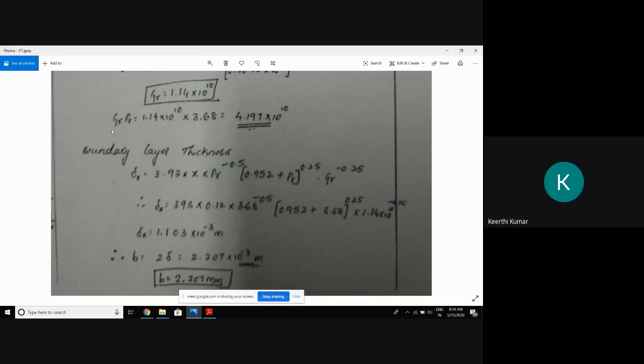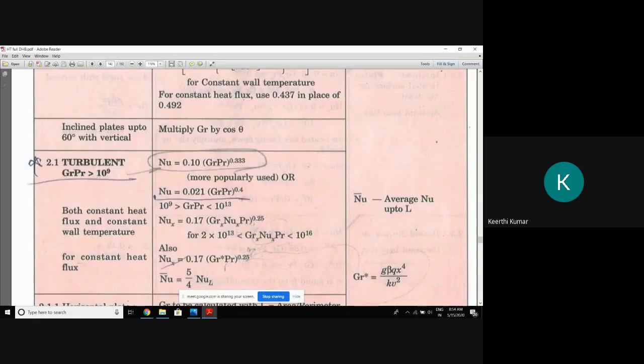Okay. Generally, after this, what we used to do? We used to write a note, and after the note, we used to take up the Nusselt number, based on the Prandtl number, based on this value. If it is turbulent flow, I used to take this as a Nusselt number, solve it, and get a Nusselt number. Then Nusselt number is equal to HL by K. Once H is done, Q is equal to HA delta T.